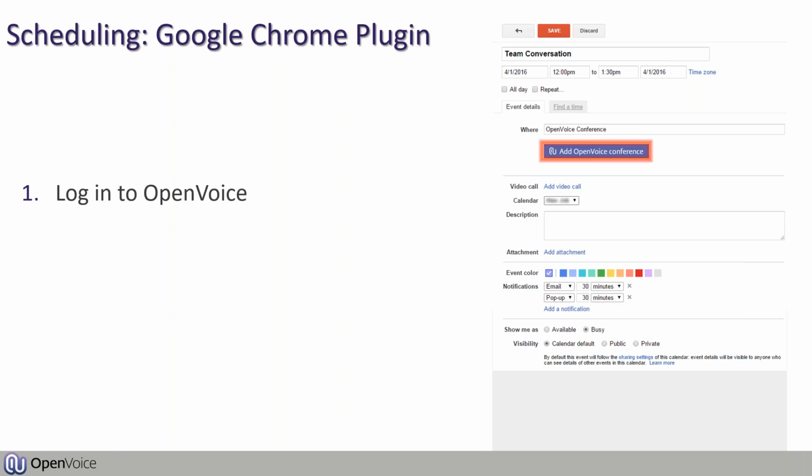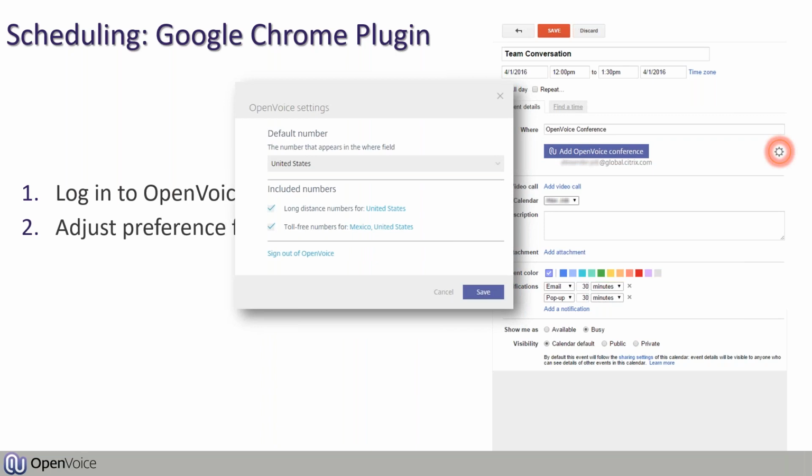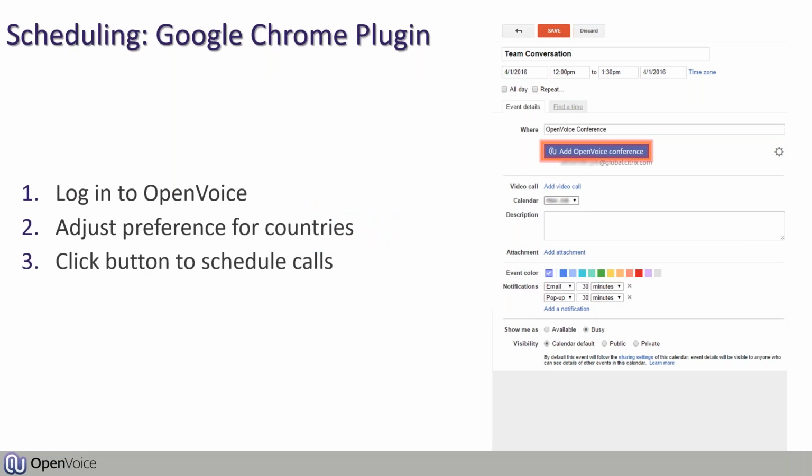In the meeting form, you're going to want to locate the OpenVoice application, and you're going to click Add OpenVoice Conference, what's highlighted here. Now, if you haven't yet logged into the plugin, it's going to prompt you to do so now. To configure the plugin, you're going to click the little settings icon highlighted here. This box is going to pop open where you can then choose the default and included phone numbers for your conferences. So this is the default number, and then here you can add any additional numbers in the body of the invite. From here, it's one click to schedule calls.